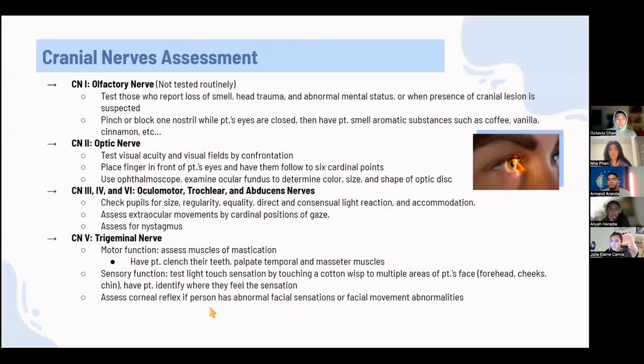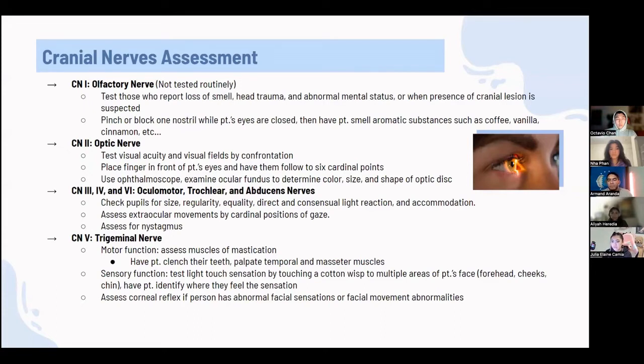So for the cranial nerves assessment, you want to start off with cranial nerve number 1, which is the olfactory nerve, which is not tested routinely, but can be tested for those that report issues with their smell or have had head trauma or an abnormal mental health status. It also is tested when the presence of a cranial lesion is suspected. To test this, you would pinch or block one nostril while the patient's eyes are closed, and then have the patient smell an aromatic substance such as coffee, vanilla, or cinnamon.